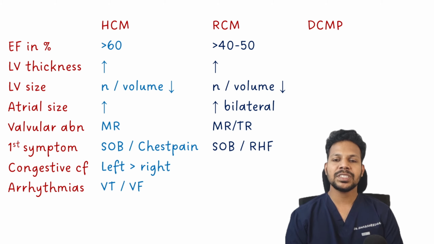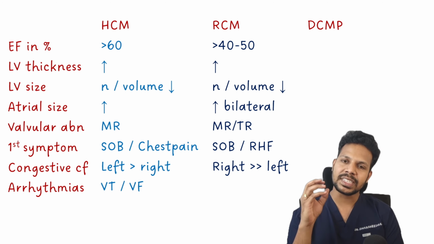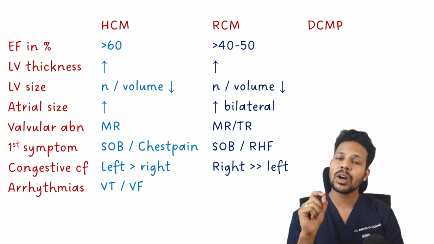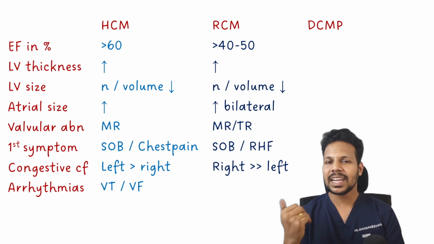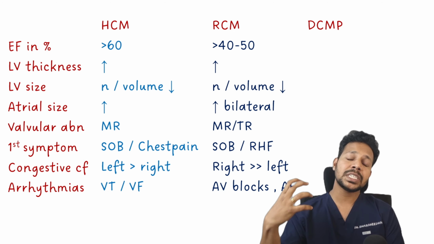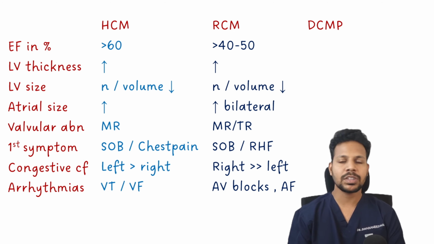The first symptom is shortness of breath, or the patient may present with right heart failure. The congestive symptoms are more prominent on the right side here than the left side. And the arrhythmias that you can see are because of this extracardiac matter replacing the ventricular myocardium as well as the conduction system. The heart blocks are the most common arrhythmias here rather than atrial fibrillation. Of course, because of the eventual enlargement of the right atrium and the left atrium, the patient can also develop atrial fibrillation, but AV blocks are commoner.